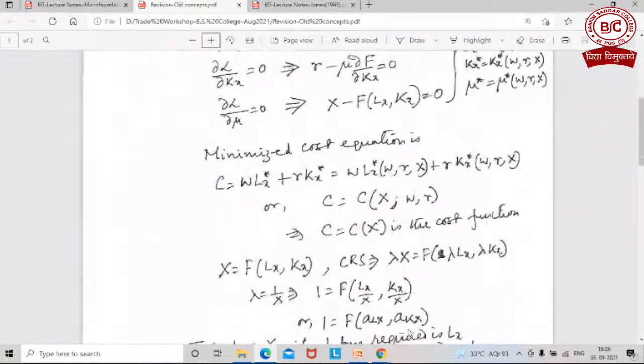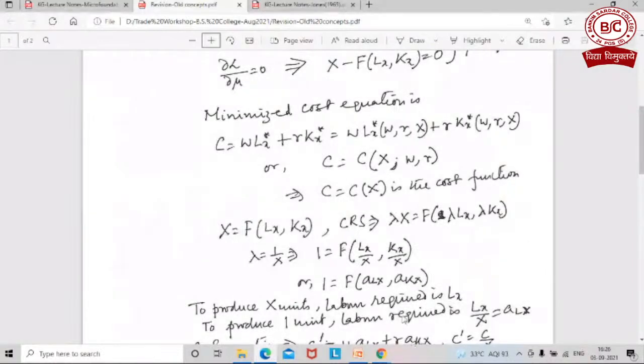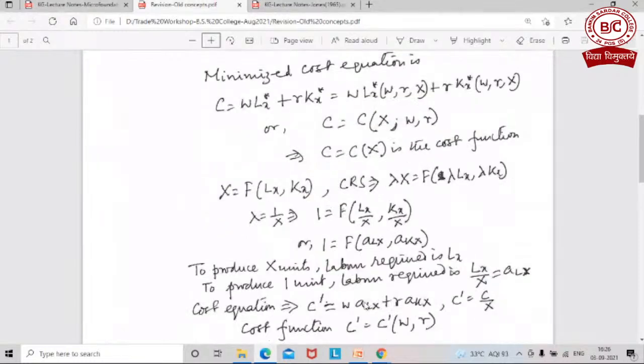But now the production function is a function of ALX and AKX, and on the output side, the output is 1. So we replace LX by ALX, KX by AKX. So C dashed is your cost equation because the inputs have changed. They are now converted to ALX and AKX. So it shows the cost equation to produce one unit of output.